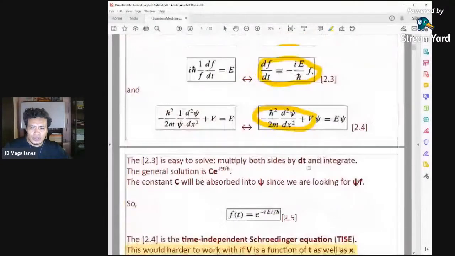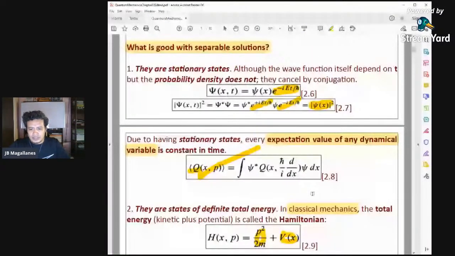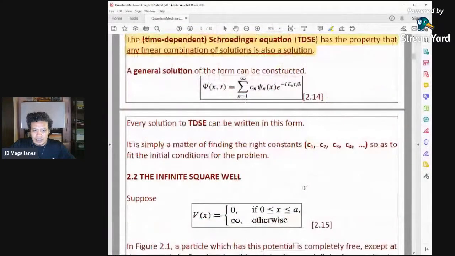As I could show you again, this is the time-independent Schrodinger equation. The time-dependent one would be i h bar partial of psi with respect to t equals negative h bar squared over 2m times the second partial derivative of psi with respect to x, plus V psi. So that would be the difference between stationary states and the wave function.